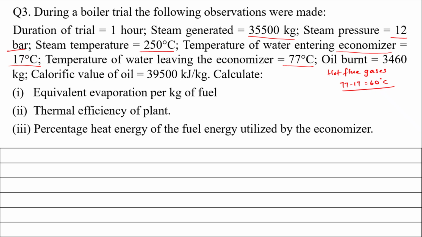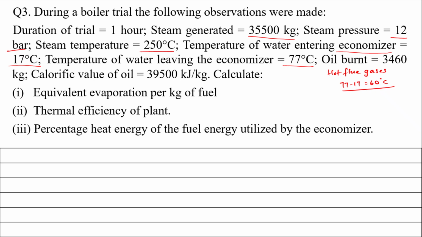I want you to recollect that when we discussed coal, the calorific value of coal was approximately in the range of 27,000 to 28,000 kilojoule per kilogram. Oil, since it is a liquid fuel, is going to have a higher calorific value, and the oil I am using here has a higher calorific value.